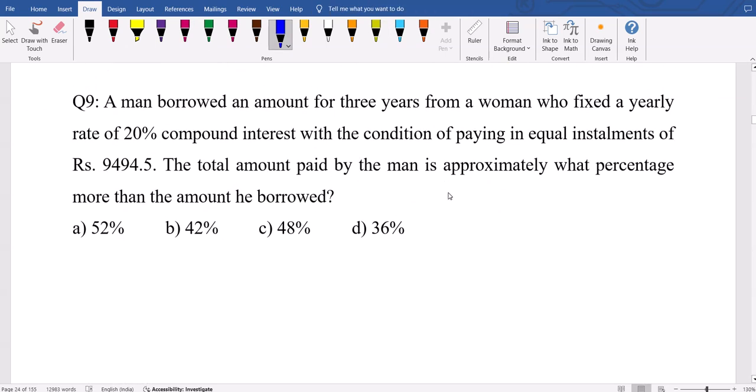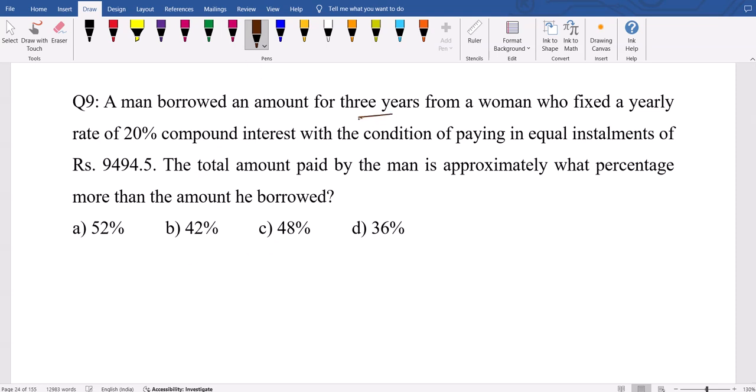Now see this question. What have they given? A man borrowed an amount for 3 years from a woman who fixed a yearly rate of 20% compound interest, with the condition of paying in equal installments of 9,494.5. The total amount paid by the man is approximately what percentage more than the money he borrowed? See, he paid in three equal installments of 9,494.5. Guys, this is an installment concept. Everybody should understand very clearly here.